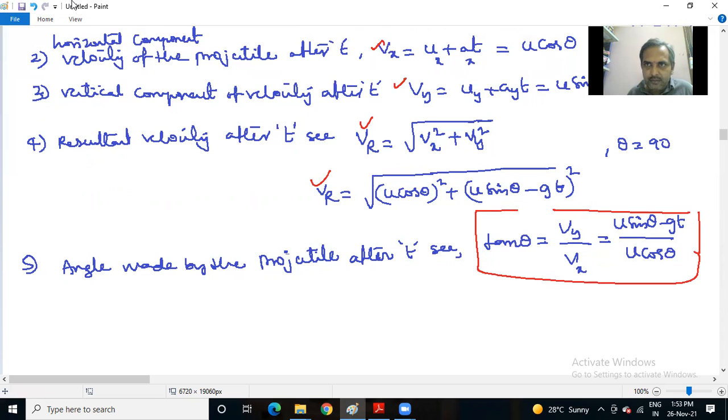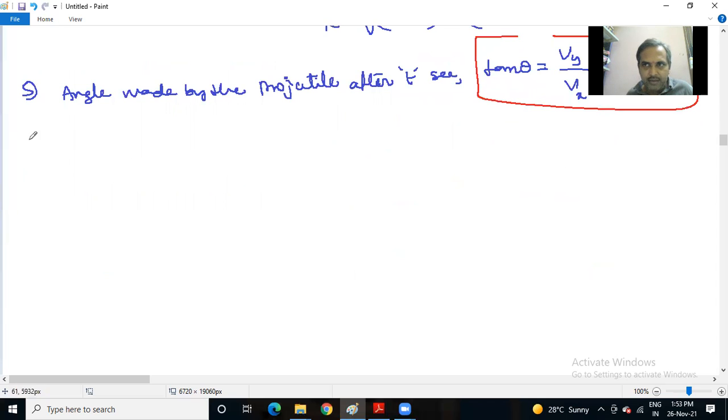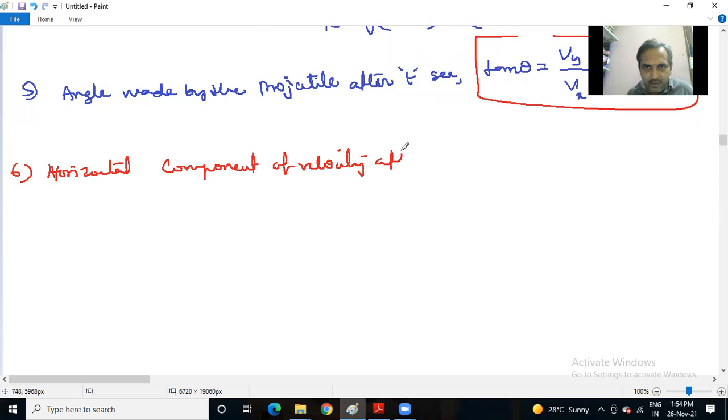Next, after this, the horizontal component of velocity after maximum height. Since there is no acceleration horizontally, you will once again get Vx is equal to u cos theta only.